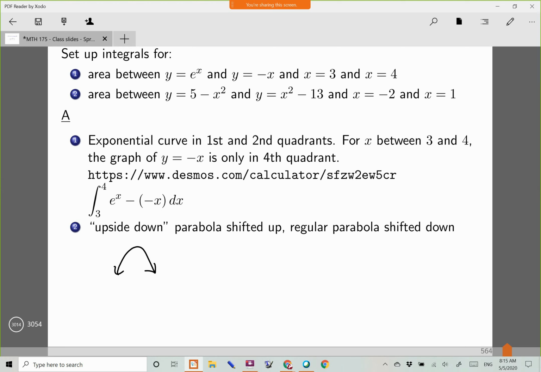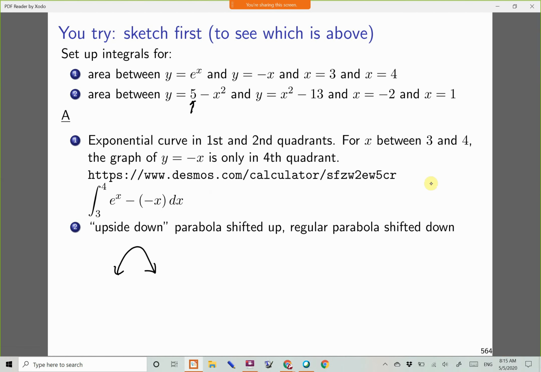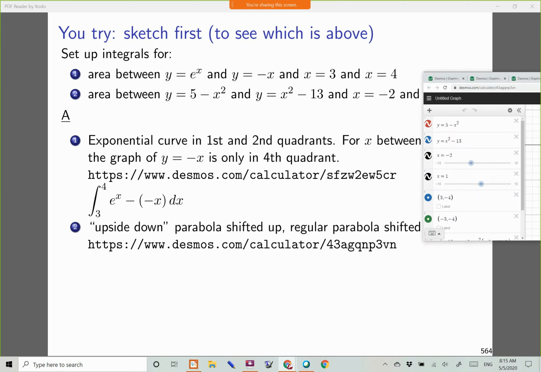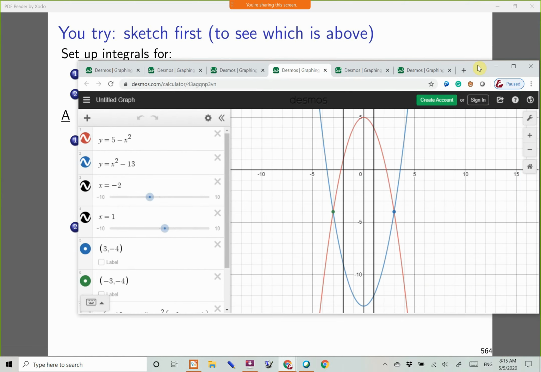So we've got an upside down parabola that's shifted up 5 units. And then you have this regular kind of parabola, y equals x squared, that's shifted down 13 units. And then you have these two vertical lines. So let me bring up this picture over here. I already clicked on the link.